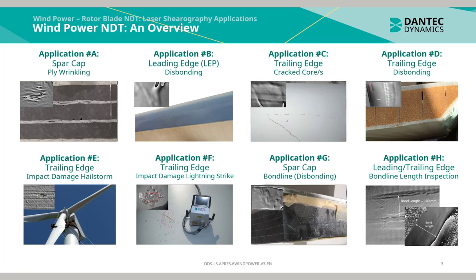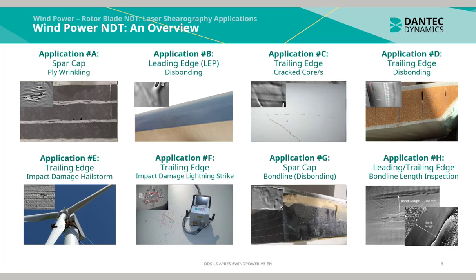Application A is an example of ply wrinkling found within the spar cap. Application B, disbonding within the leading edge protection, also known as the LEP. Application C is crack cause within the trailing edge. Application D, disbonding within the trailing edge.